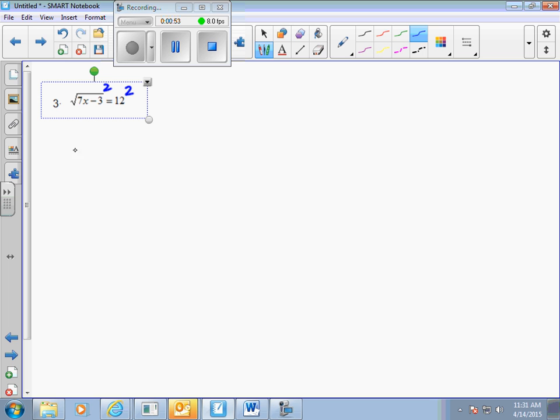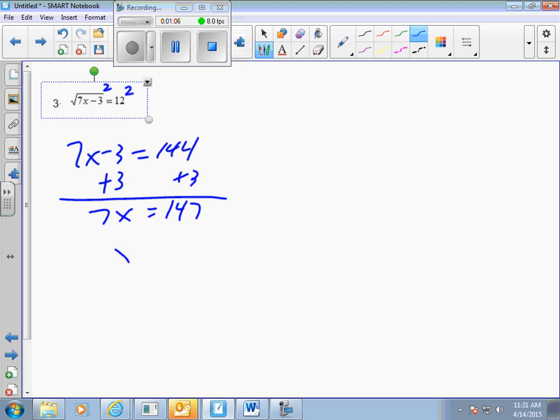Square both sides. I get 7x minus 3 equals 144, which is 12 squared. We're going to add the 3, I get 7x equals 147, or x equals 21.